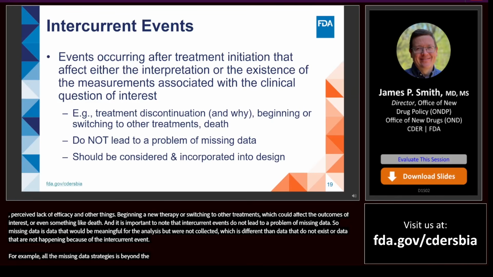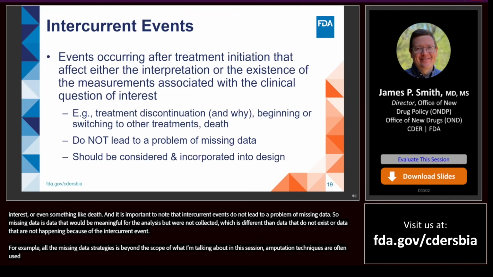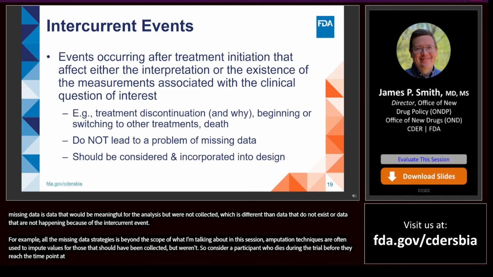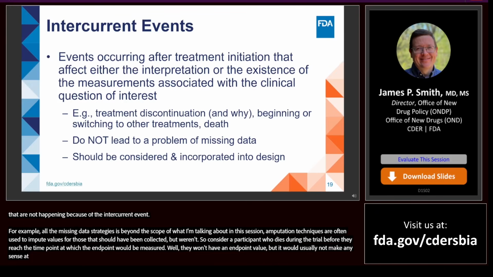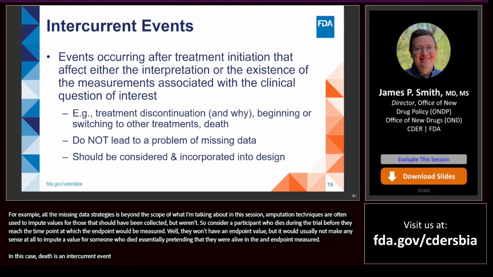So consider a participant who dies during the trial before they reach the time point at which the endpoint would be measured. Well, they won't have an endpoint value, but it would usually not make any sense at all to impute a value for someone who died, essentially pretending that they were alive and had an endpoint measured. So in this case, death is an intercurrent event. And if it's predicted to happen with some frequency in a certain study population in a trial, how to handle such an intercurrent event should be considered and incorporated into the design and analysis plan before the trial even begins.